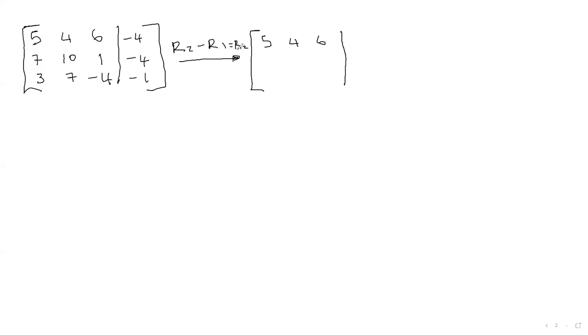minus 4. Because every answer you get must replace a row, and it can be either of the two rows. In this case, I just chose row 2 because I'm trying to get rid of the bigger numbers to make my life easier. So 7, row 2, 7 minus 5 is 2. 10 minus 4 is 6. 1 minus 6 is minus 5. Minus 4 minus 4, 0.